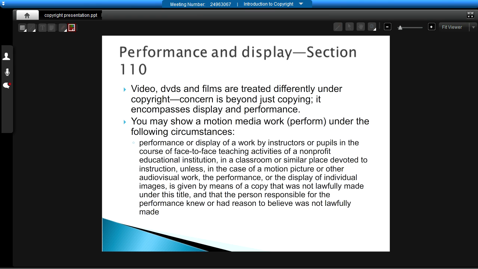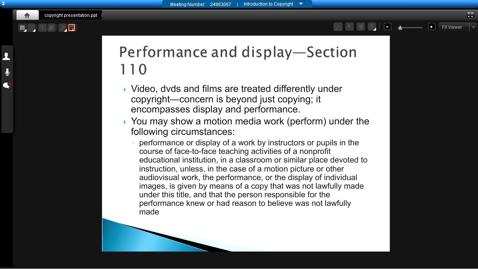What I do want to talk about is Section 110 of the law, and this is where the performance or play of video comes in. So we've talked about copying, and that's fair use. Now we're going to talk about performing or displaying. This is the section that allows you, if you are in a classroom, to play a video or a DVD during the class and not have it be a violation of copyright and not have to go get public performance rights and pay extraordinarily large amounts of money to do so.